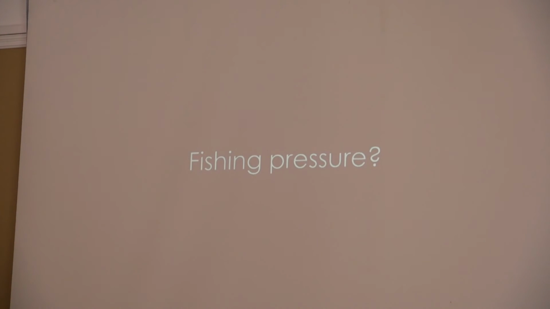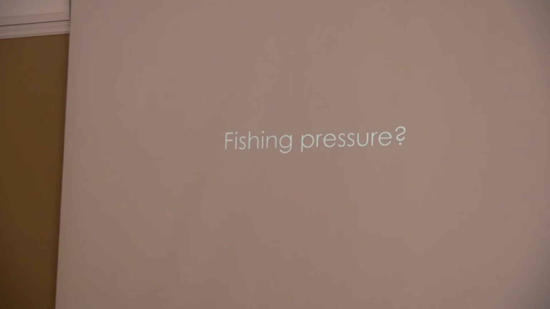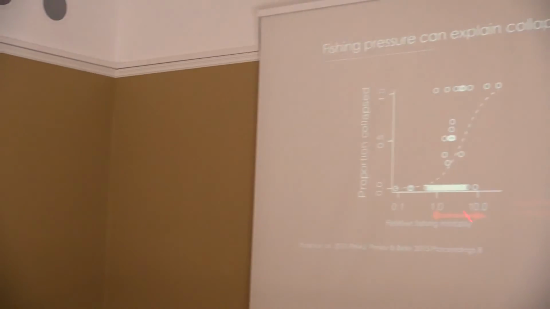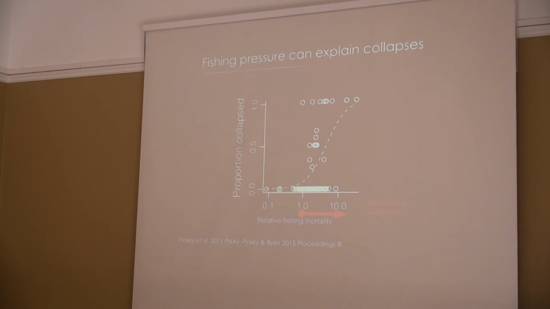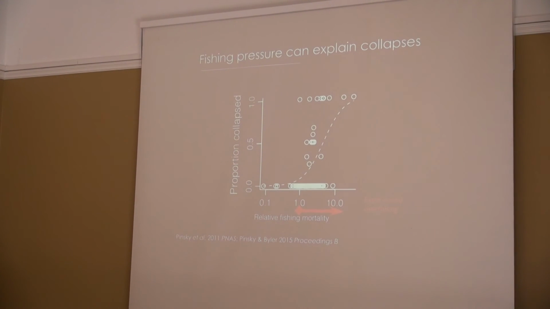On the other hand, we haven't looked at fishing pressure. We assume that a lot of these declines have been driven by fishing pressure. And it turns out when we include that in our model, it makes a big difference. That's probably no surprise. Relative fishing mortality is here on the x-axis. Anything over here on the right side has experienced overfishing, so fishing beyond the level that's considered sustainable. It turns out that's where we see lots of the collapses.